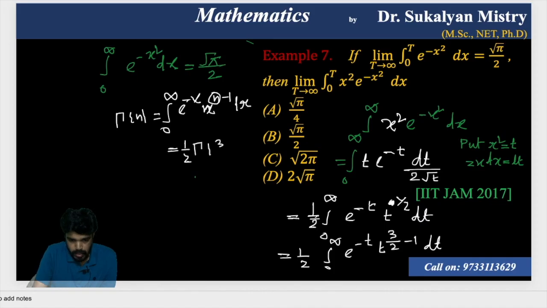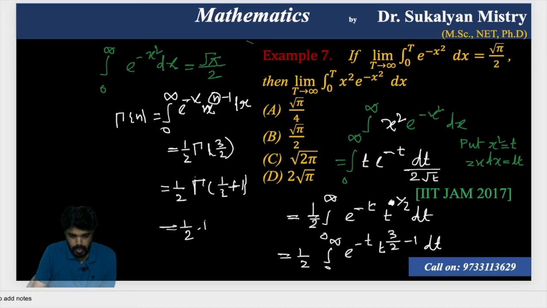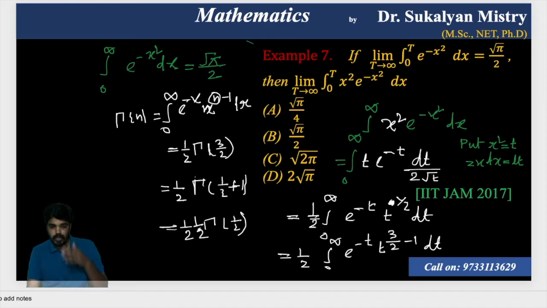So, gamma 3 by 2 is written as gamma of 1 by 2 plus 1, that is gamma n plus 1, that is n gamma n. So, that is 1 by 2 into gamma 1 by 2. Gamma 1 by 2 is root pi. So, that is root pi by 4. Okay. So, option A is correct.